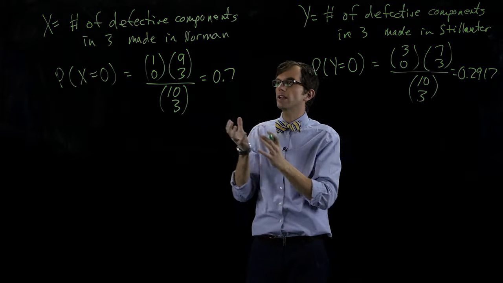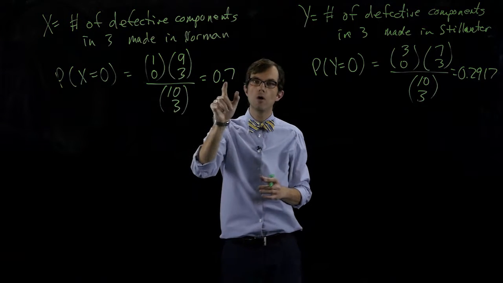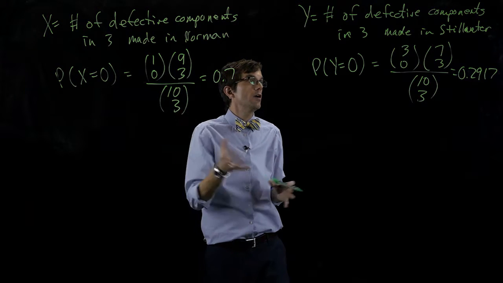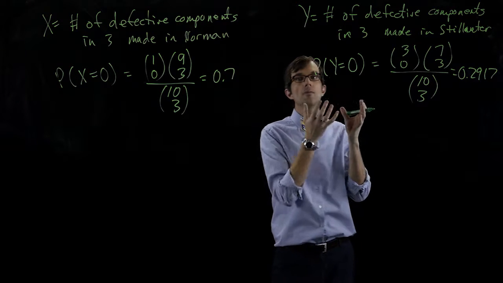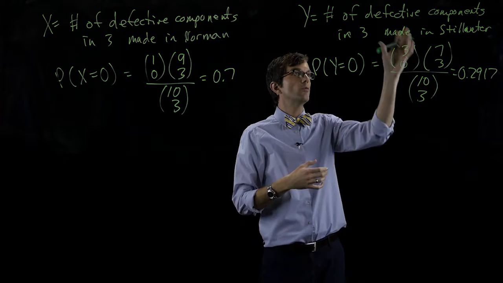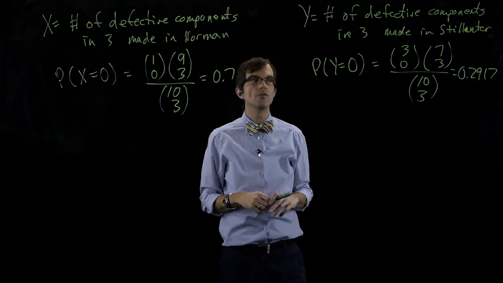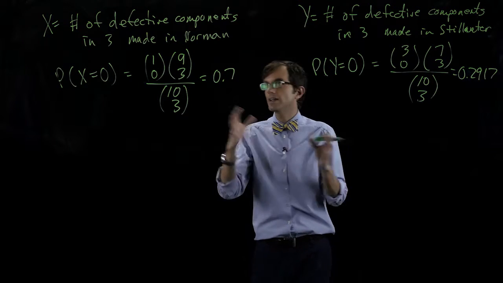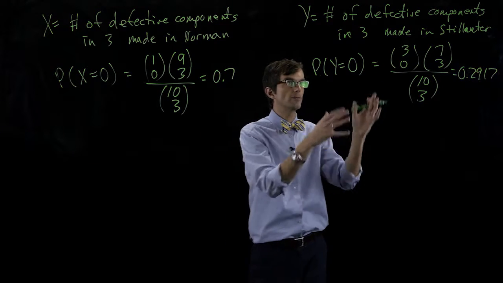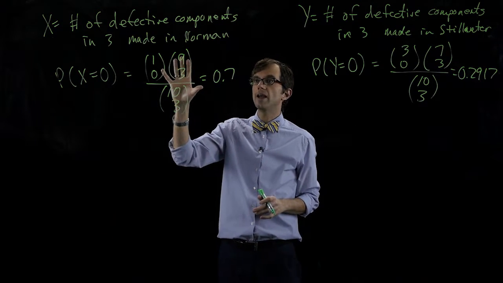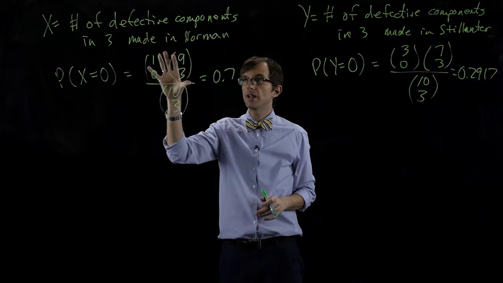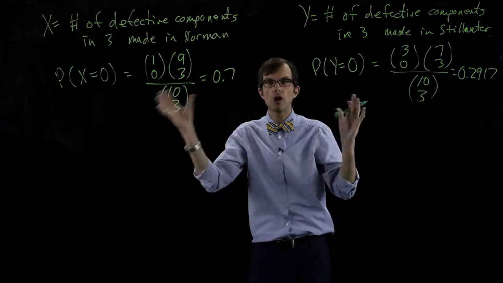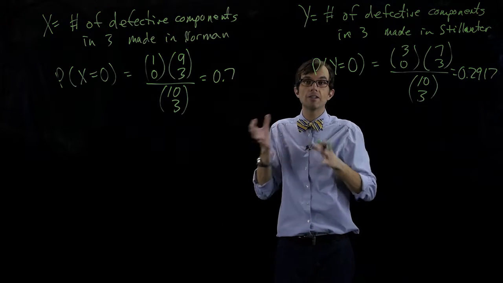So now we know if we pick those 3 components at random from a batch made in Norman, the probability of having no defective units in those 3 would be 0.7. And if we picked those 3 from a batch made in Stillwater, the probability that we would have no defects is 0.2917. But we're mixing together the ones made in Norman and the ones made in Stillwater. 65% of them are made in Norman, and 35% of them are made in Stillwater. And we're mixing all those together and picking a batch at random.